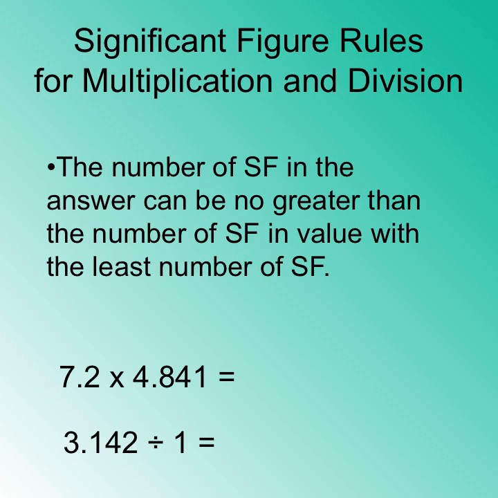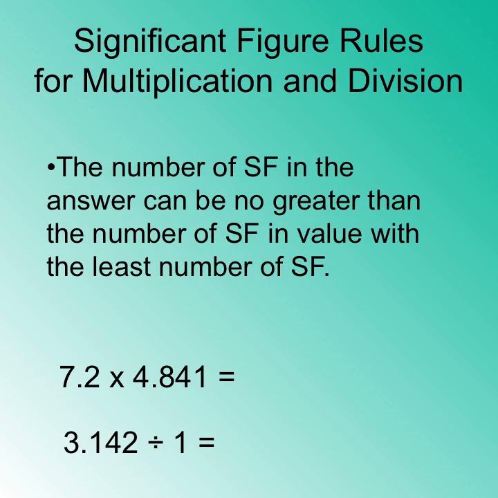So I take 7.2 and multiply 4.841. And I get, before I do any rounding, 34.8552. Now, my value in my answer can only have 2 significant figures, and I'm going to use proper rounding rules. So 34.8552 rounded to only 2 significant figures will give me 35.